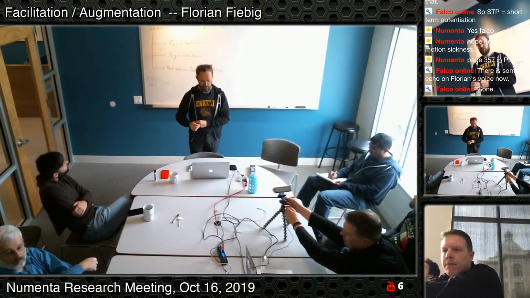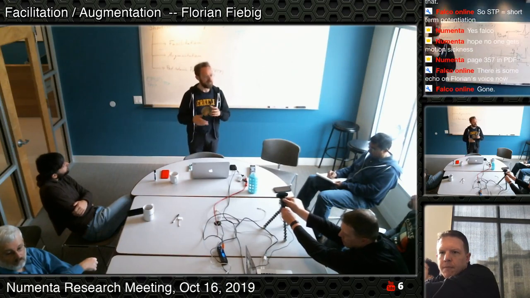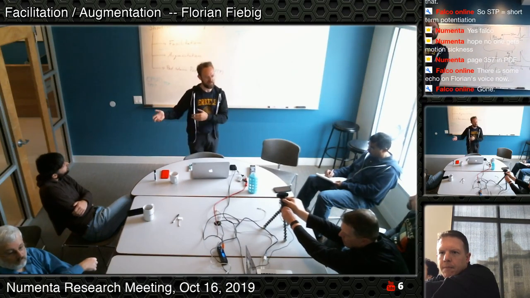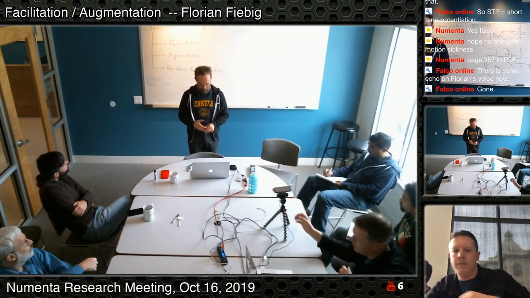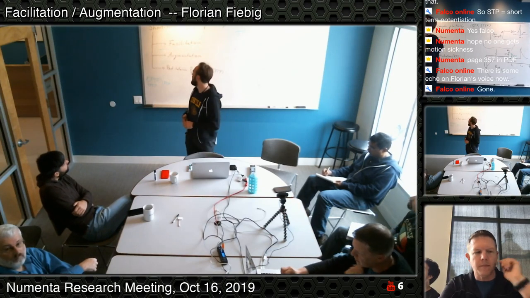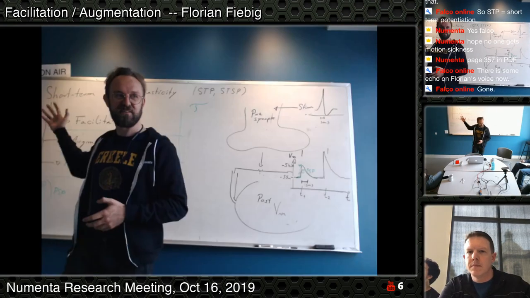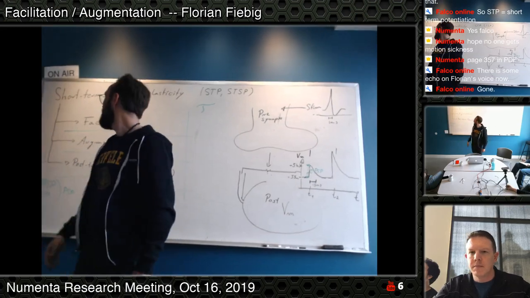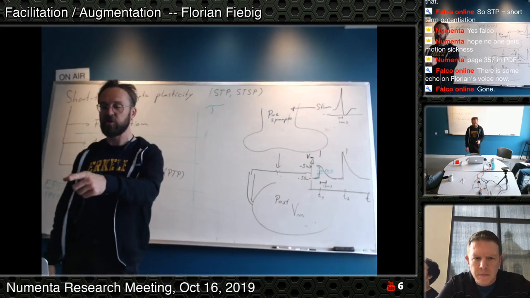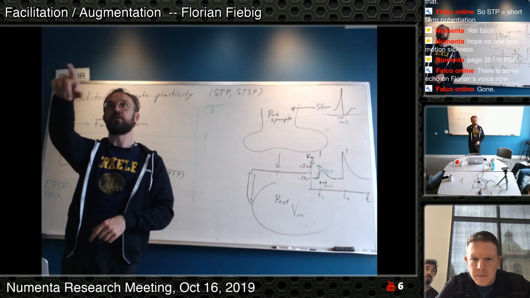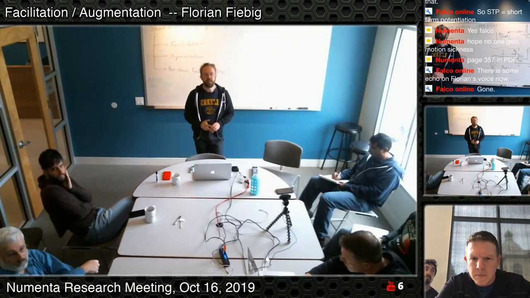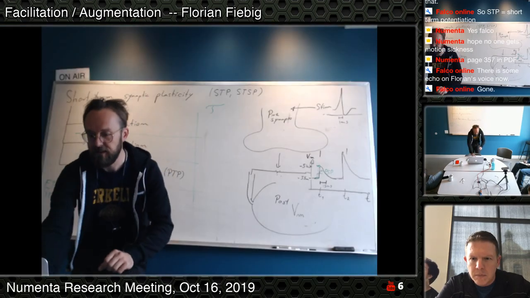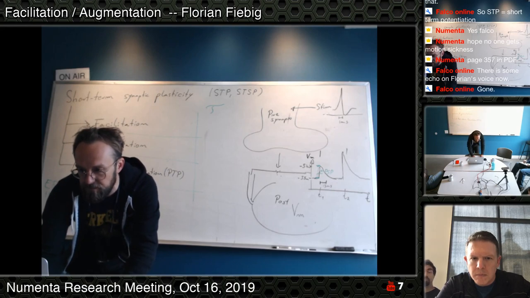So facilitation in the sense that it facilitates effective synaptic transmission. That's maybe where the term came from. I don't know who exactly coined it. All of these terms have, of course, an old origin. And so when people analyzed the shape of this, what looks like an exponential, they actually found out that the best way to fit it is with a double exponential.